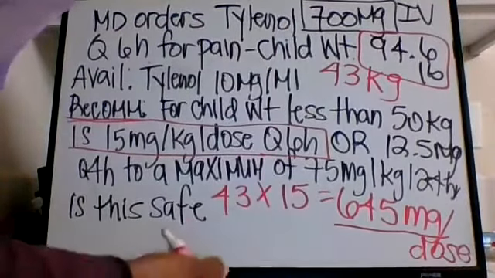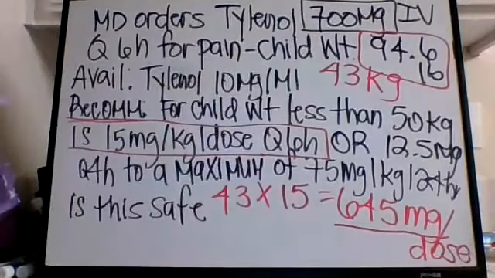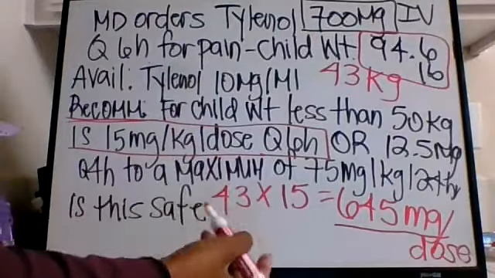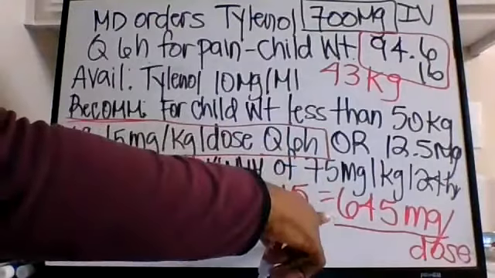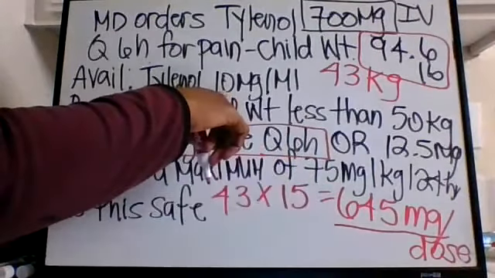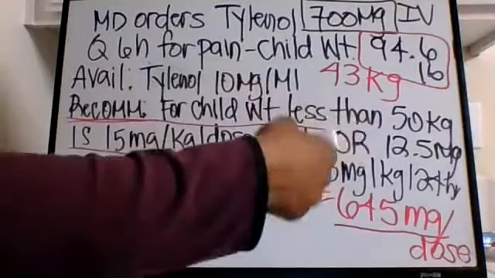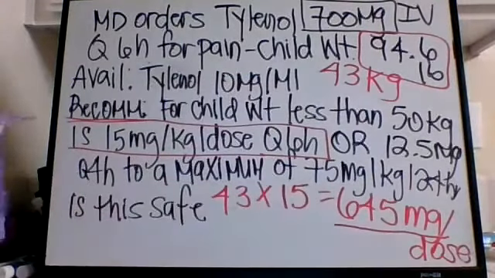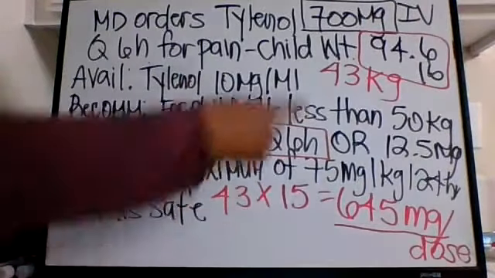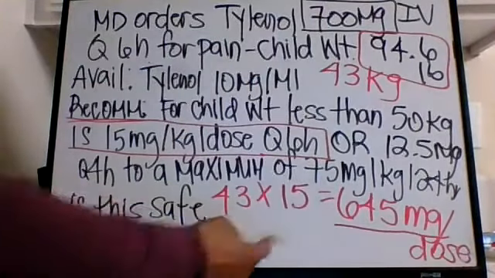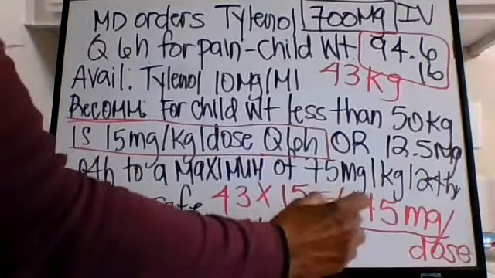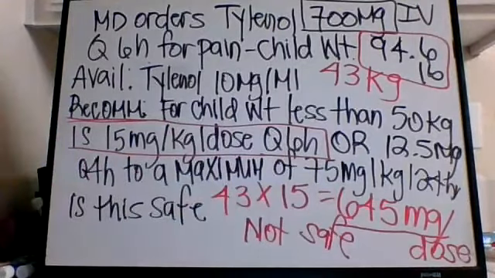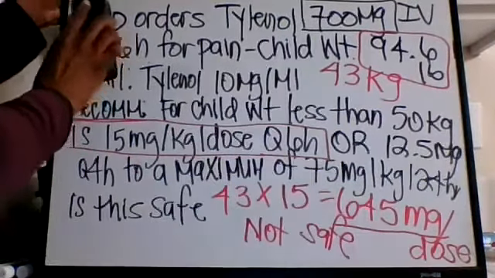So now, the rest of the problem, I think it asks how many milliliters will you administer, right? So we have to go with the 645 divided by 10 times the milliliter. I think it came up to 64.5 milliliters, okay? But the only thing we're solving for is if this dosage is safe, and it is not safe. Not safe, because the doctor ordered more than the recommended dosage, okay? So we're going to erase this one and go on to the next one.